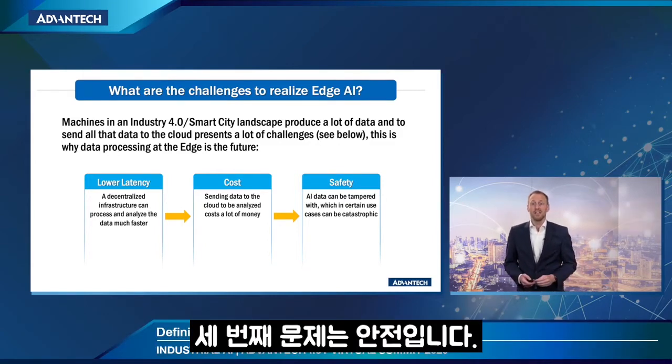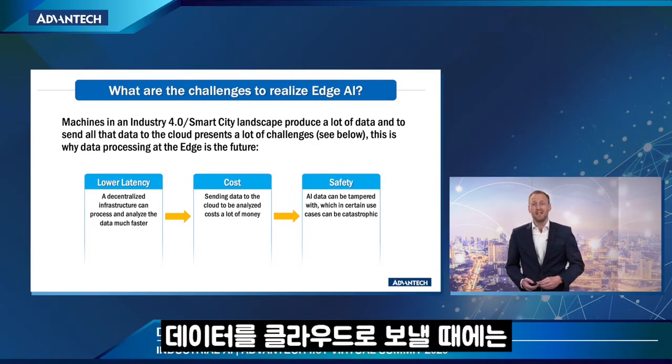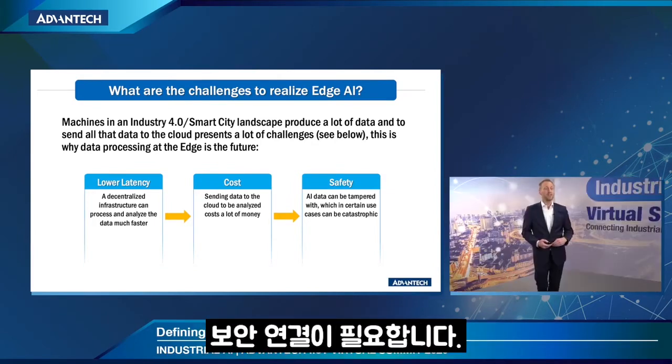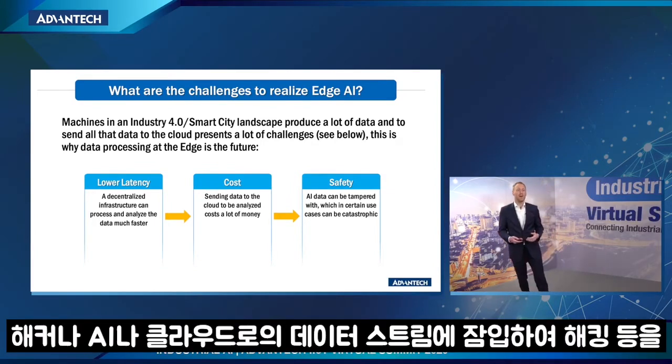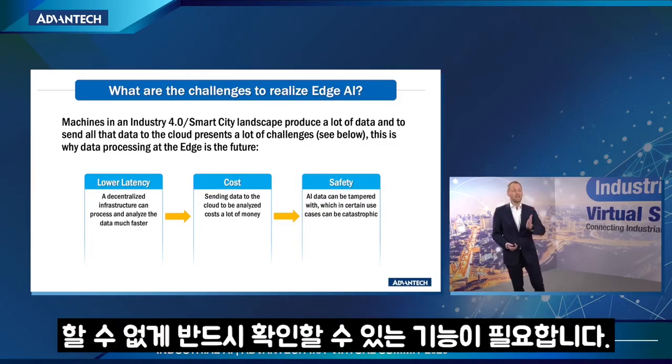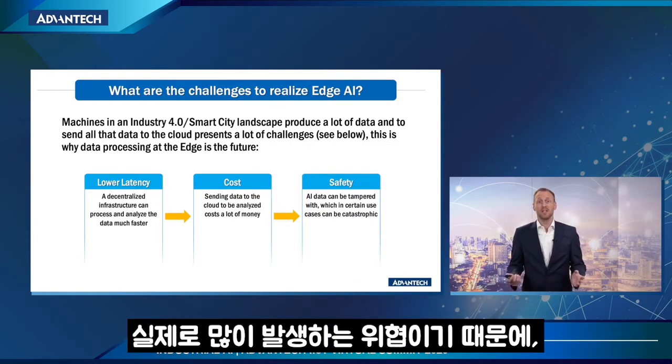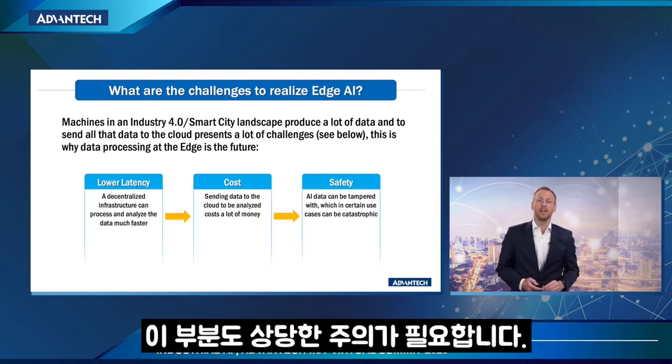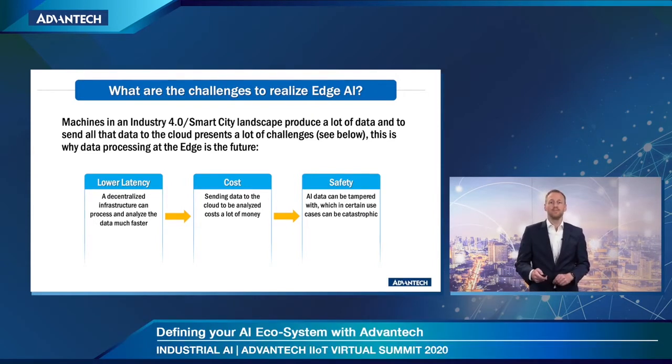And the third part is safety. Because when sending data to a cloud, you need to have a secure connection. You need to make sure that no hacker can intrude into your AI, into your data stream to the cloud, and hack it, for instance, because it's all still possible, and I will speak to you about that a little bit later on in the presentation.